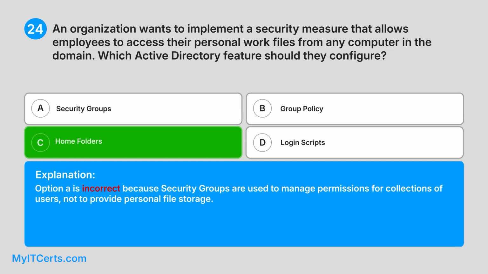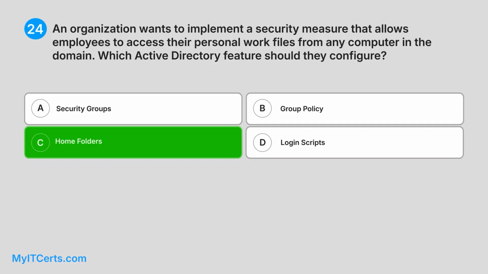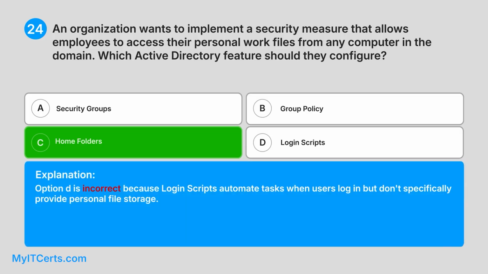Option A, security groups, is incorrect because security groups are used to manage permissions for collections of users, not to provide personal file storage. Option B, group policy, is incorrect because group policy controls settings and configurations, not personal file storage. Option D, login scripts, is incorrect because login scripts automate tasks when users log in but they don't specifically provide personal file storage.